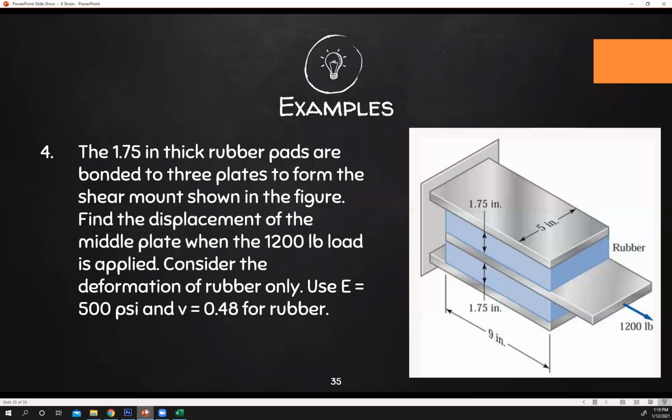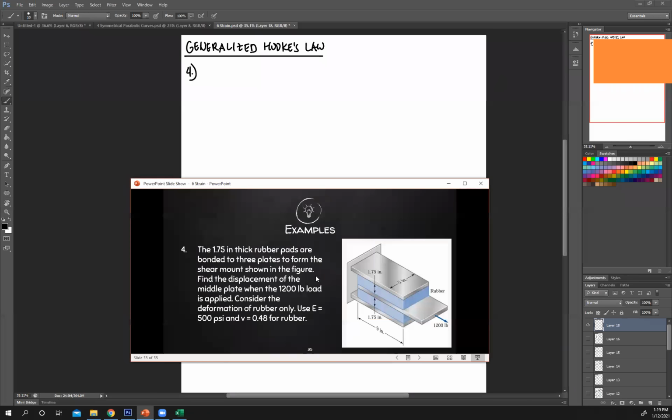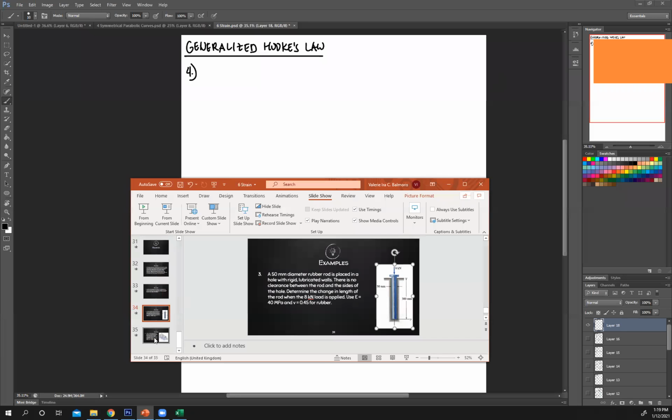The 1.75-inch thick rubber pads are bonded to 3 plates to form the shear mount shown in the figure. Find the displacement of the middle plate when the 1,200-pound load is applied. Consider the deformation of rubber only. Use E 5,000 and V 0.48. Just get that figure. All right.